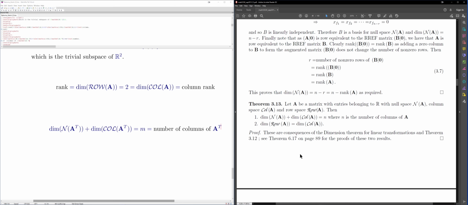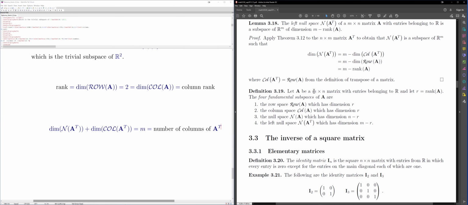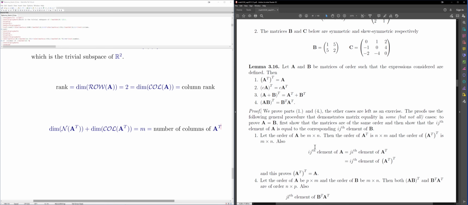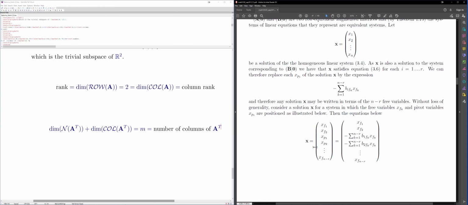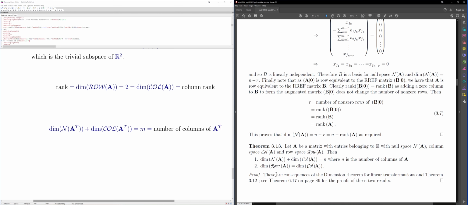But remember what my setup is here. A is m by n. So if A is m by n, then A transpose is n by m, which means that the number of columns in A transpose is now m. Okay, so using the formula from theorem 3.13, part 1 of your formula from theorem 3.13.